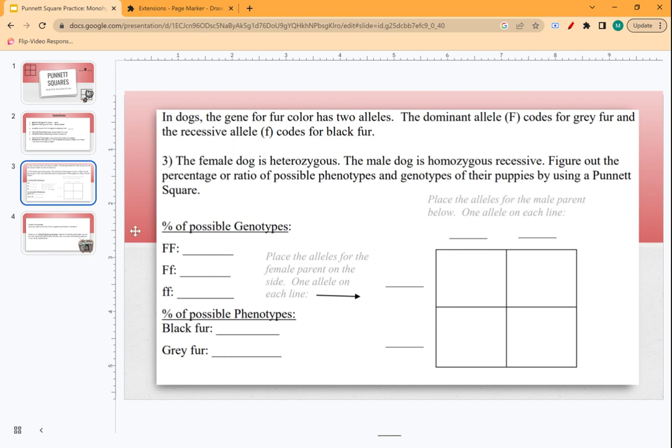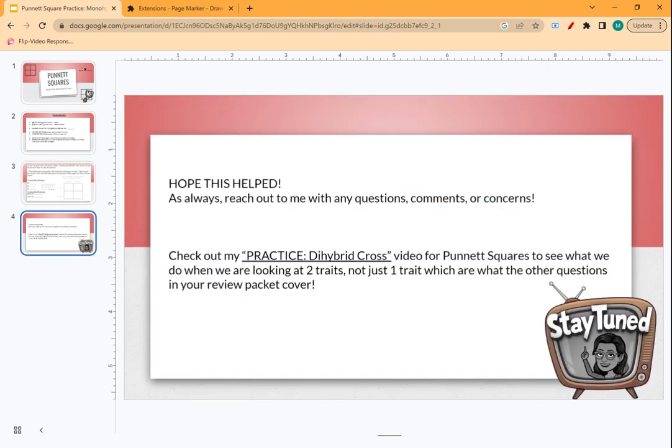If you have any questions, feel free to reach out to me with comments or concerns, as always. And you can also check out my practice dihybrid cross video for Punnett Squares to see what we do when we're looking at 2 traits. So not just one trait like fur color. And those are some crosses that are also in your review packet.